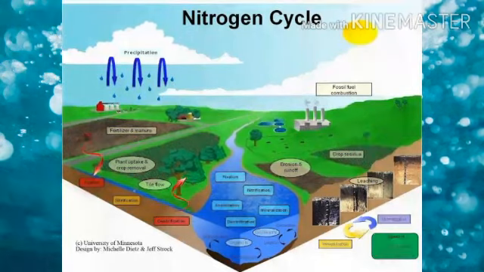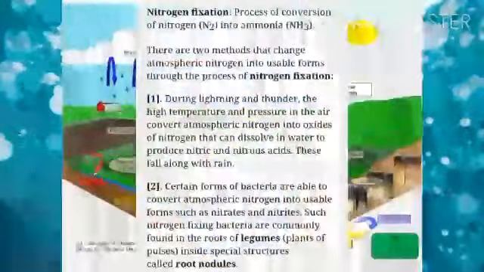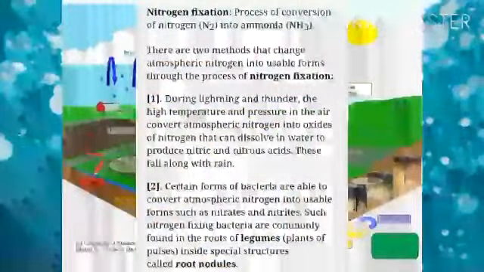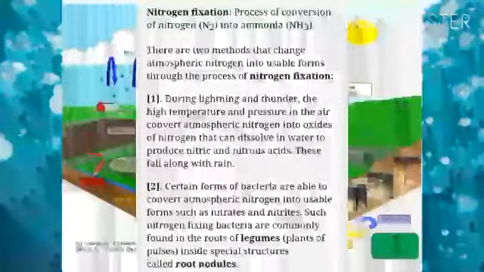This atmospheric nitrogen must be processed or fixed to be used by plants. The conversion of atmospheric nitrogen into a form which is readily available to plants is called nitrogen fixation. It is an important step in the nitrogen cycle for supply of this essential nutrient.